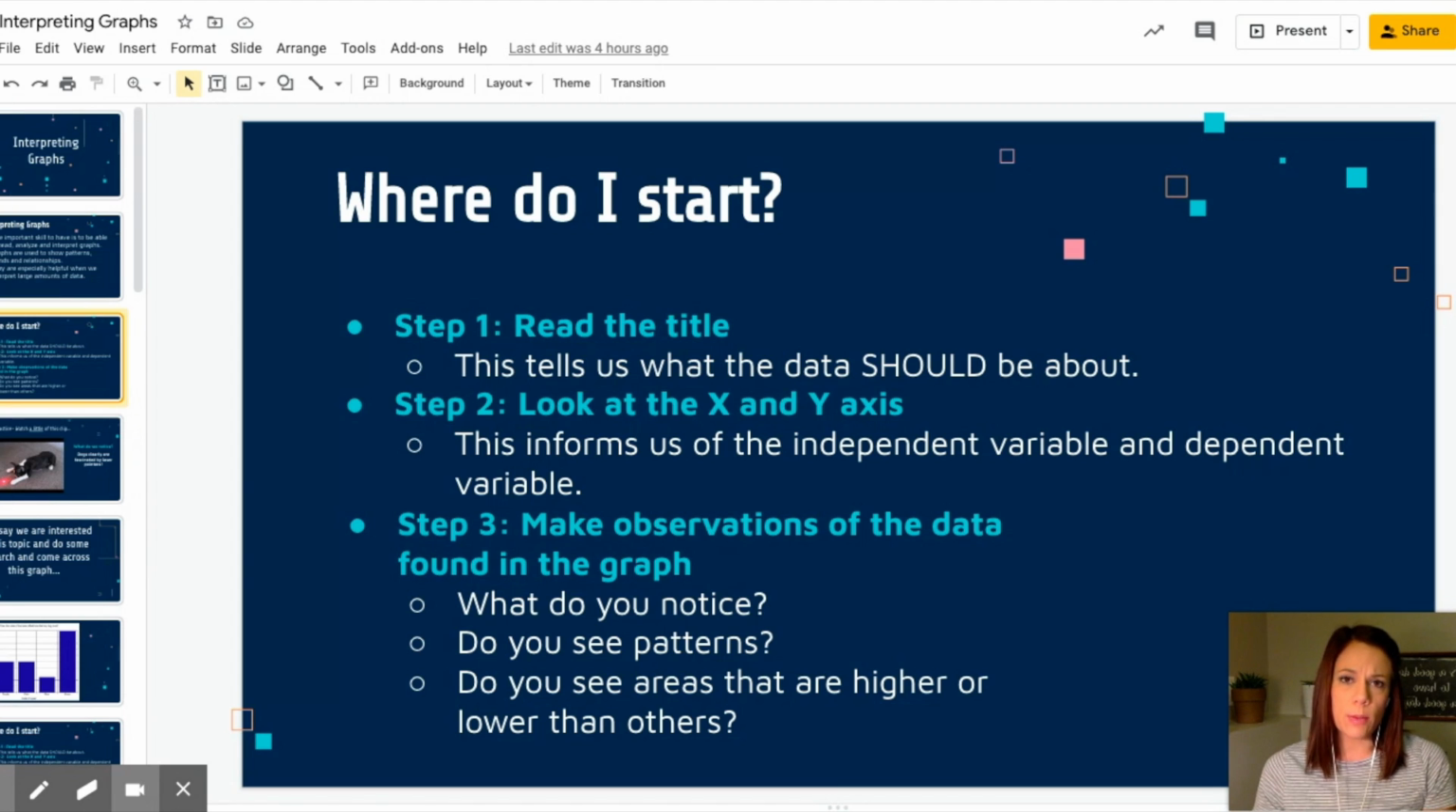And then the third step, once you figure out what the graph is all about, is you start making some observations about the actual data. So what do you notice? What patterns do you see? Are there areas, maybe bars or lines or dots or data points, that are higher in some areas of the graph or lower in some areas? That's the three-step process that you should go through when you start looking at a graph. So we're going to do that now. We're going to look at a couple of graphs and practice this.